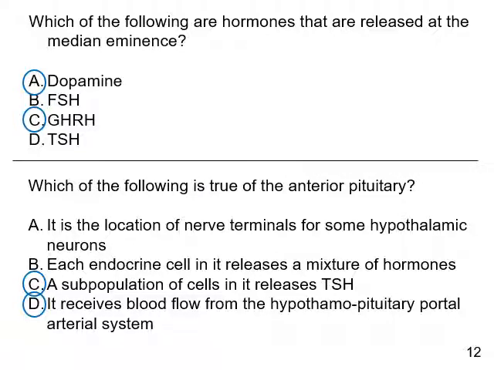Which of the following is true of the anterior pituitary? Let's look at the correct answers. A subpopulation of cells in it releases TSH. That's a correct statement. It's referring to the thyrotrophs of the anterior pituitary.